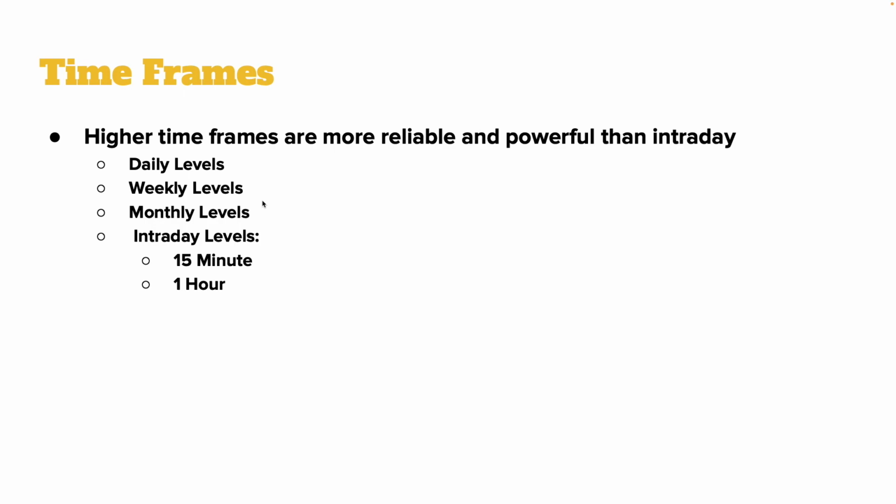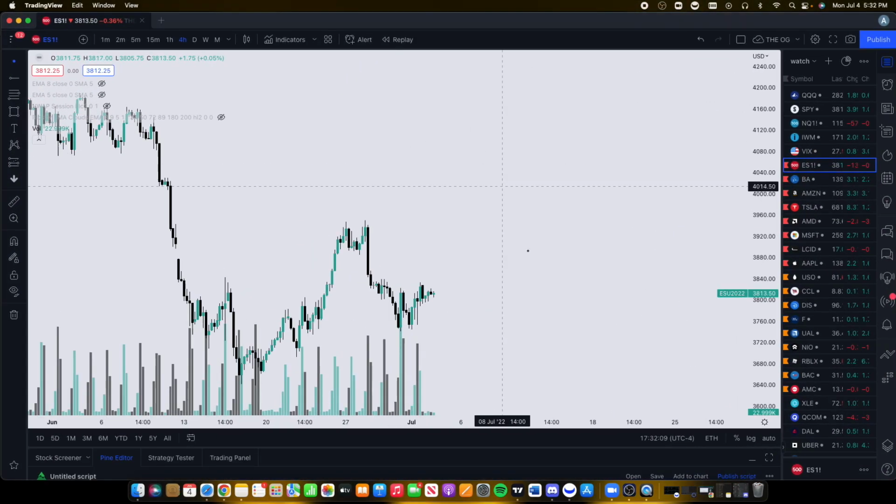Higher timeframes are more reliable and powerful than intraday timeframes, right? Your monthly, weekly, and daily levels are an indicator of the bigger trend. Intraday levels, such as your 1 hour and 15 minutes, are good for day trading and intraday trading or sniper entries, but they don't necessarily determine the larger trend. You could find entries in those timeframes, but you have to look at the higher time frame for the direction of the trend. So now let's go over the chart.